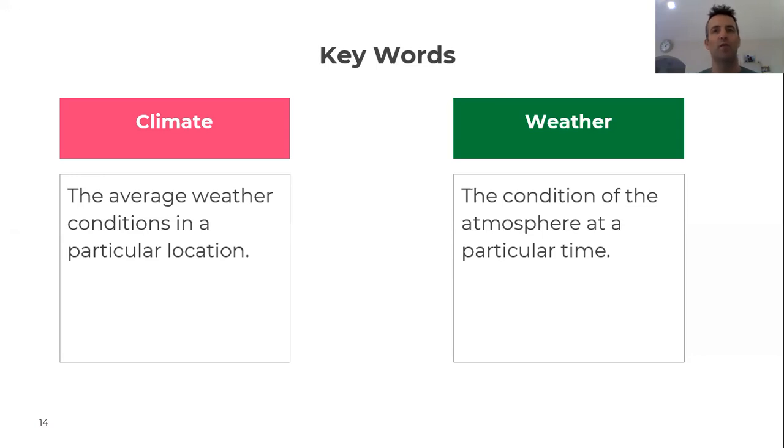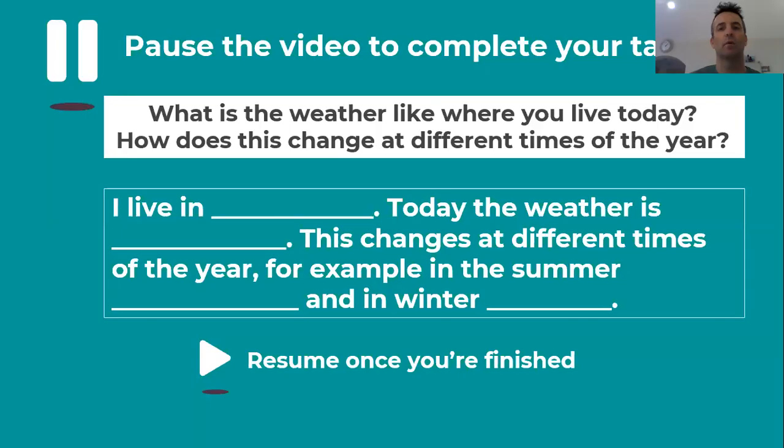So it's what you expect on average the climate to be in a certain area, whereas the weather is the condition of the atmosphere at that particular time. So the weather might be different from Saturday to Monday, but the climate is what you would expect in a certain area, and that stays the same. So the climate is what we expect, and the weather is what we get on a certain day.